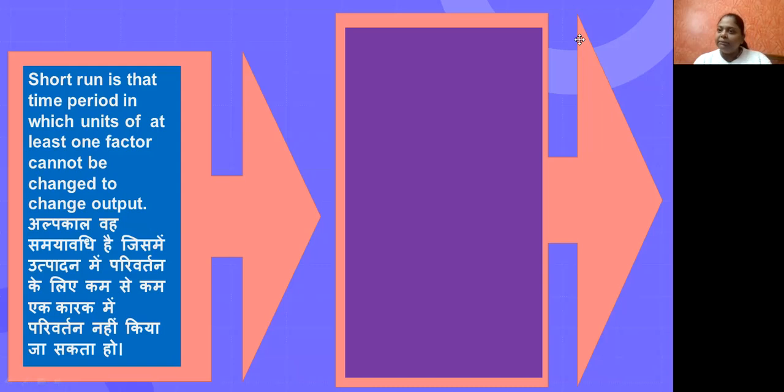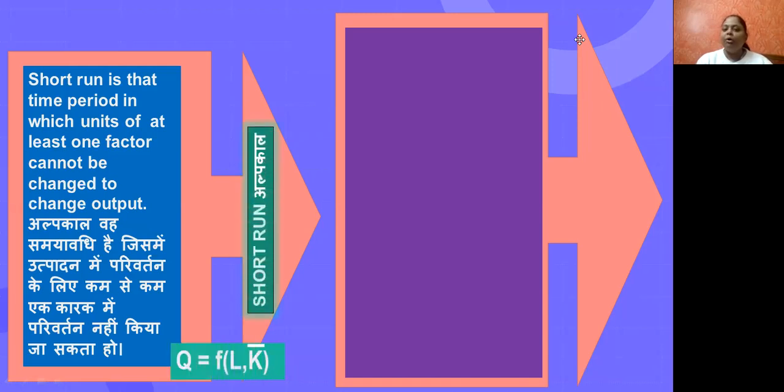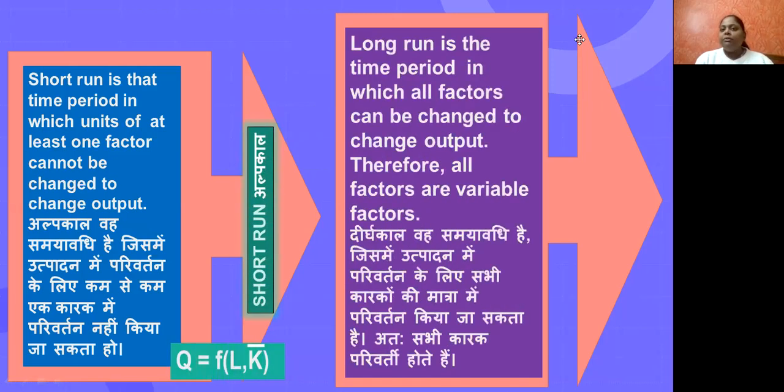It is a concept where the moment a production unit changes all its factors, we move into the long run. So the long run is that time period in which the firm can change all units of factors of production. All the factors can be changed. Then we are in the long run. If at least one factor is fixed, then we are in the short run.